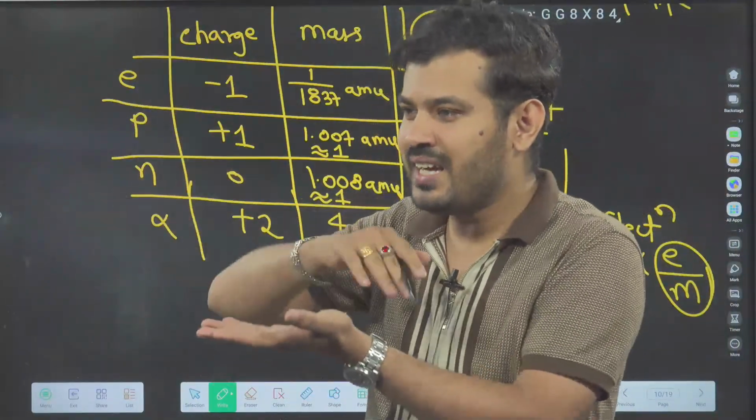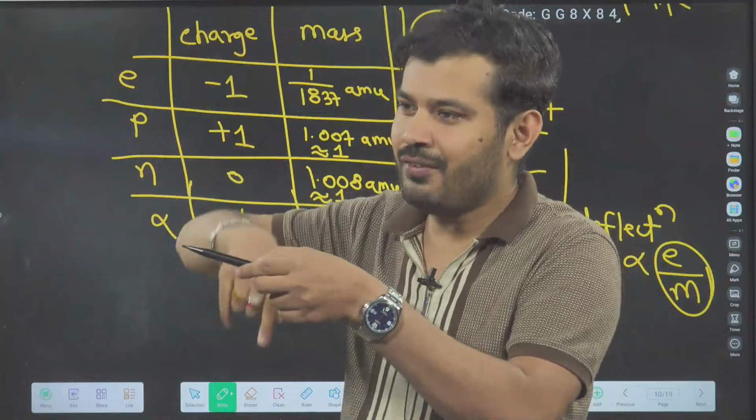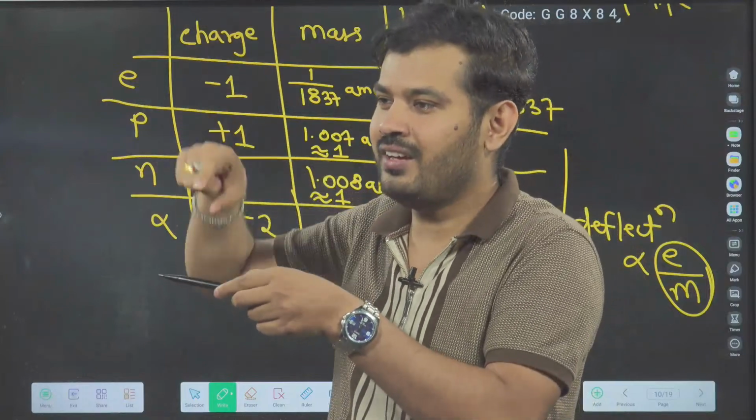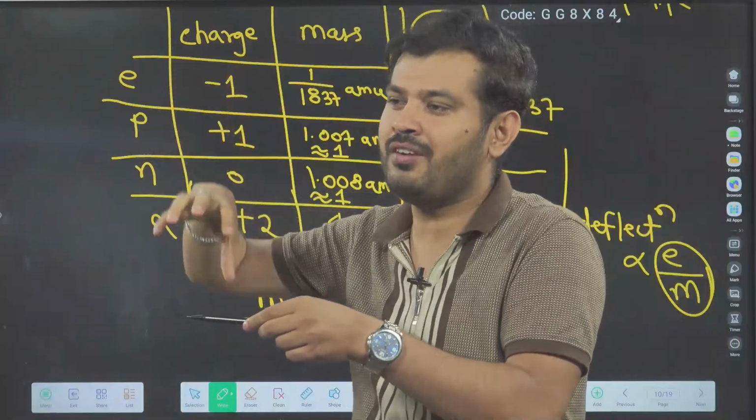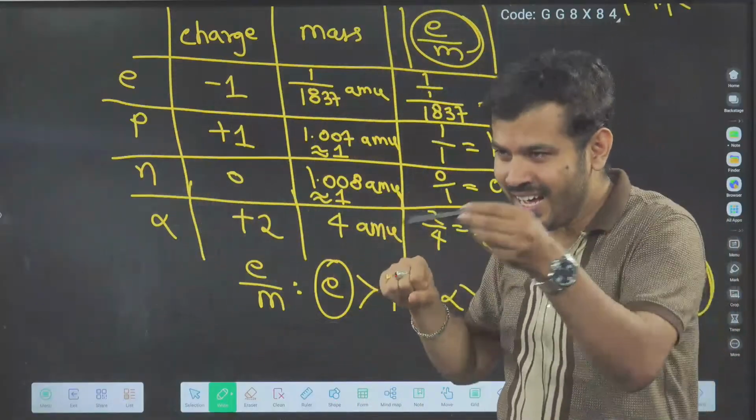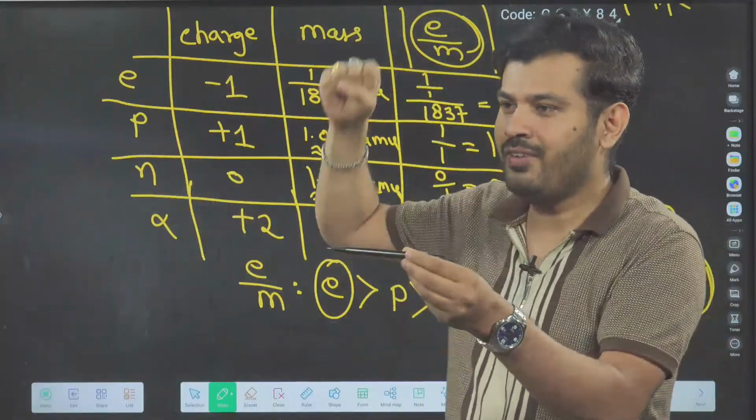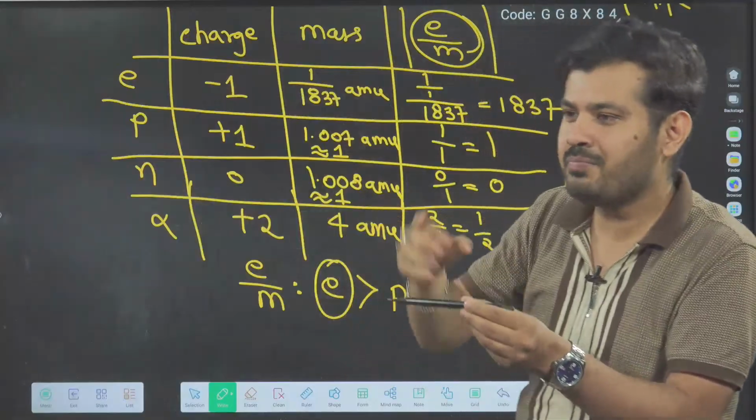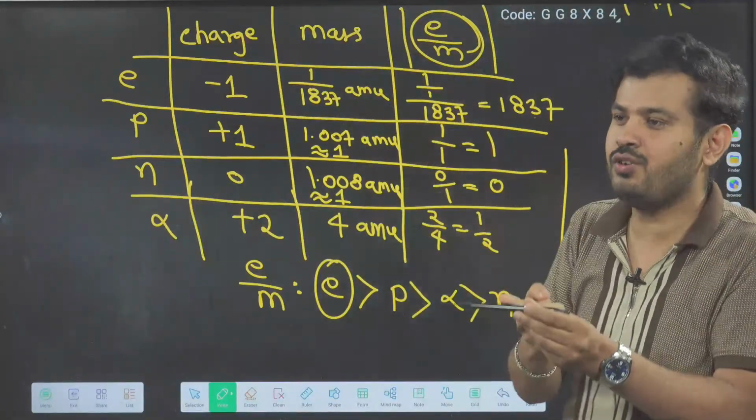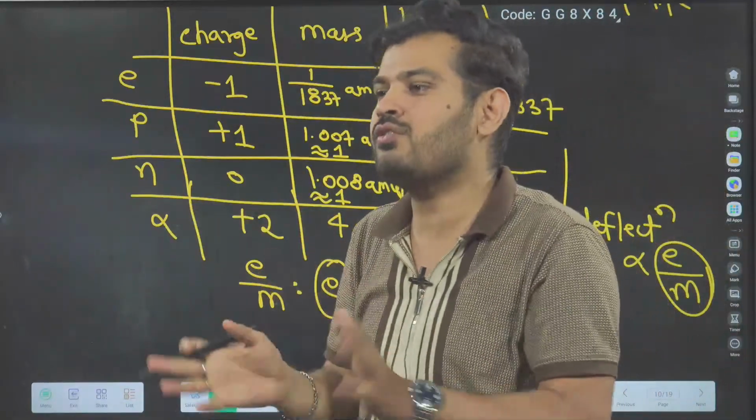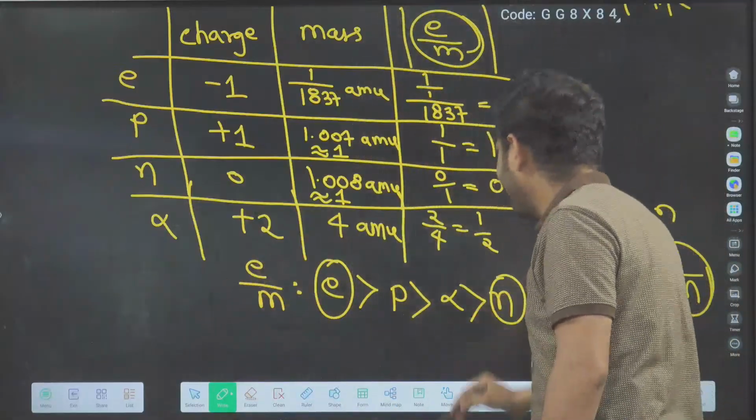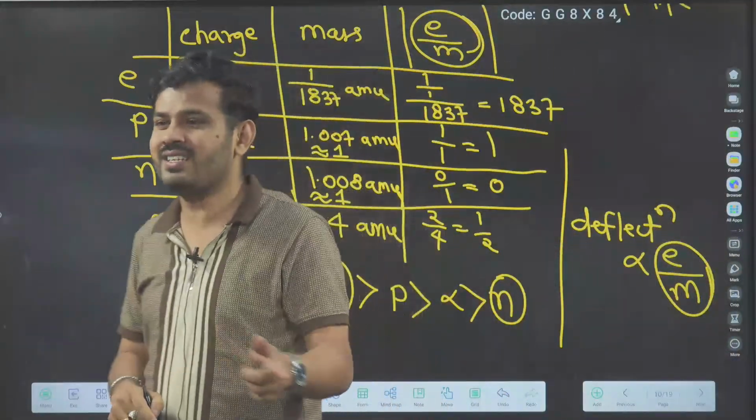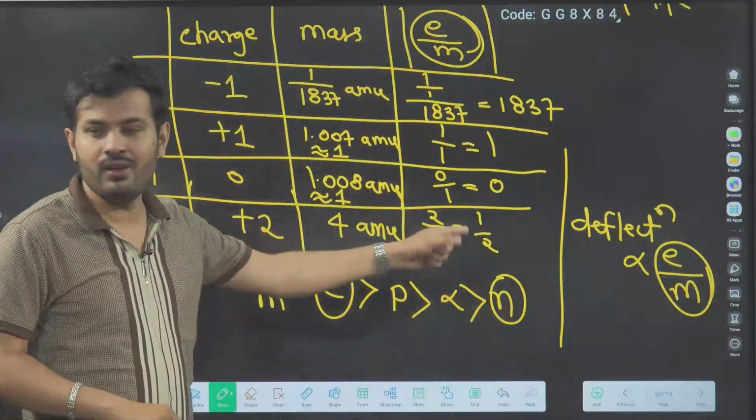If some charge is there on the ray, only then will the electric field attract it. If the ray has positive charge, the negative part of the electric field will attract. If the ray has negative charge, the positive charge will attract. So some charge should be there in the ray. If the ray itself has no charge, who is going to attract? Nothing. The neutron cannot be attracted that way. So the deflection is related to the E by m value also.